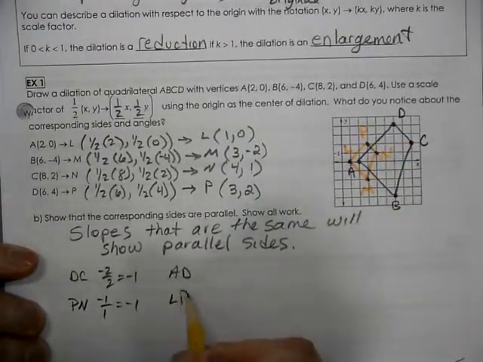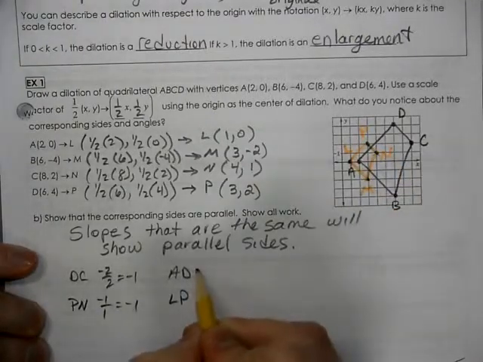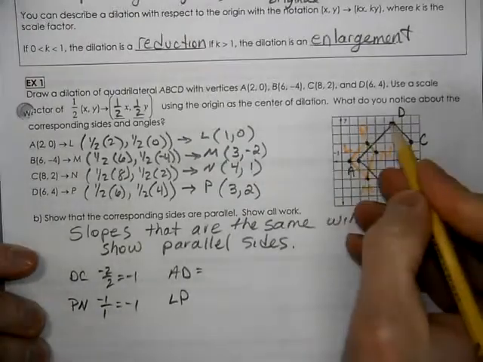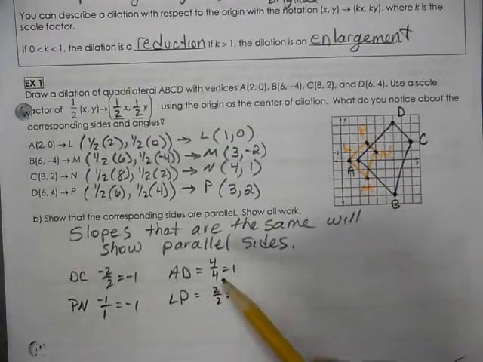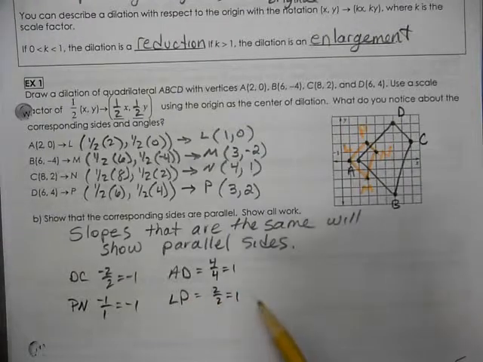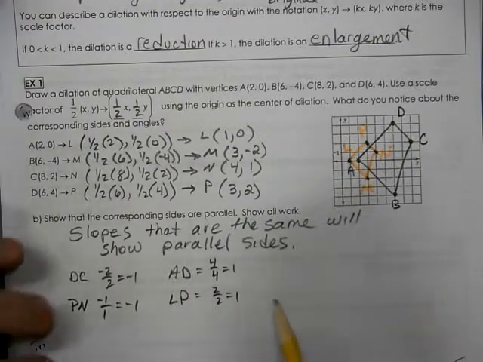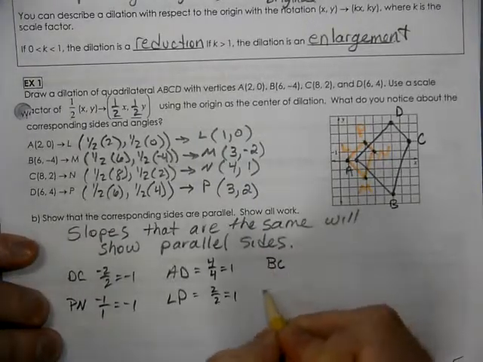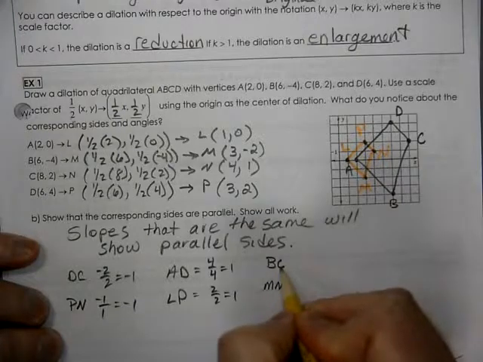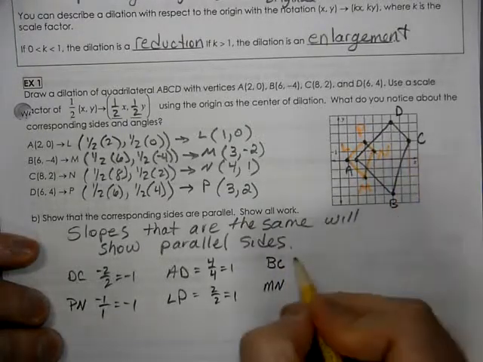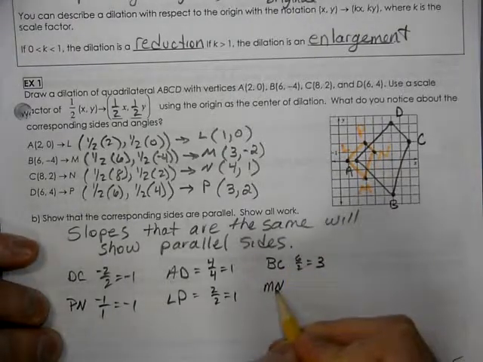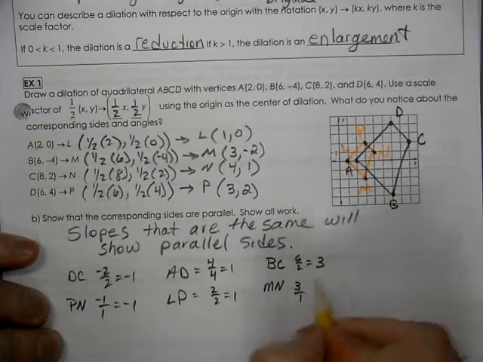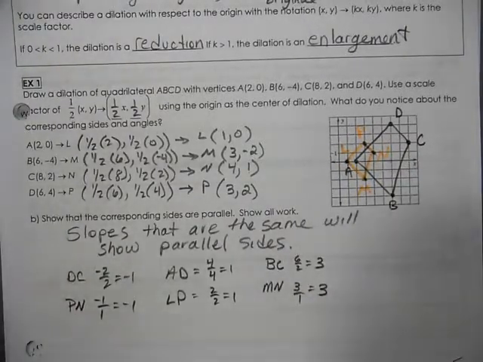AD and LP: their slopes are going to be up 4 over 4, which is a slope of 1, and up 2 over 2, which is a slope of 1. So again, these two sides are parallel. I'm showing that they're parallel to each other by showing the slopes are the same. BC and MN: BC goes up 6 and over 2, and MN goes up 3 and over 1. So again, the slopes are the same.